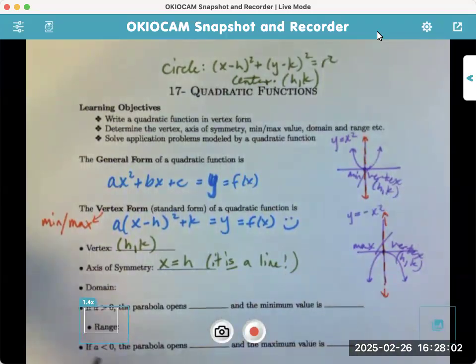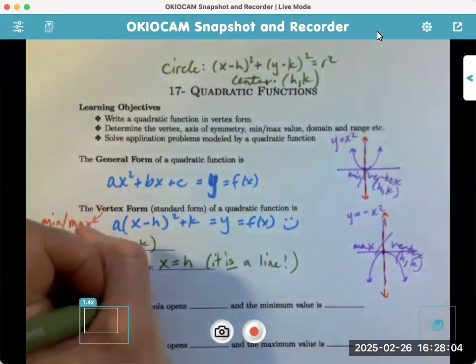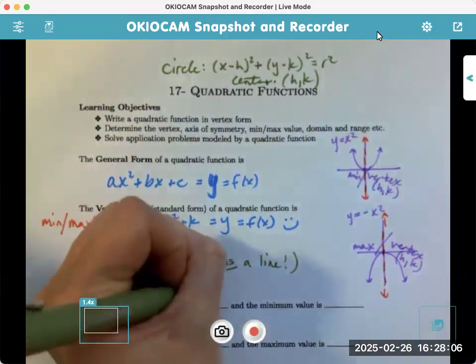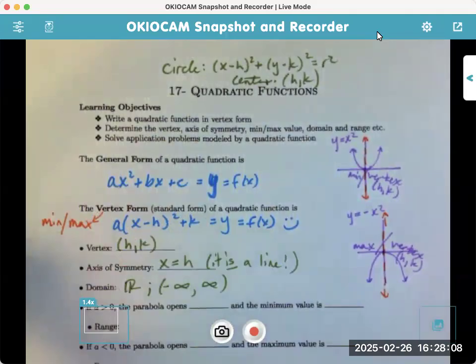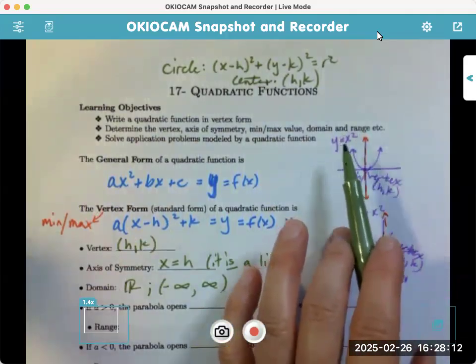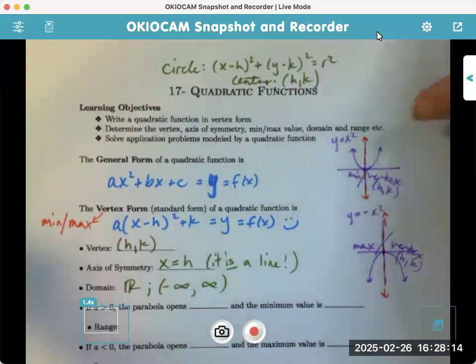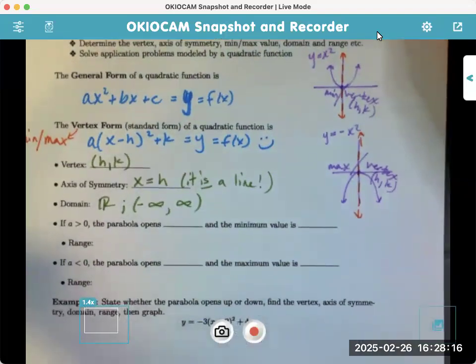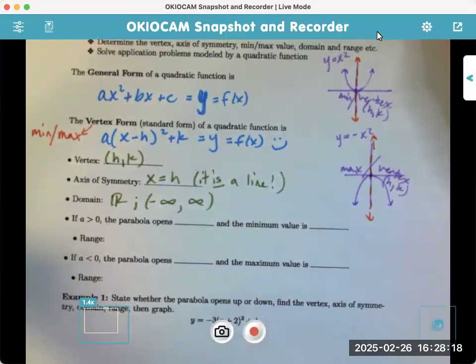The domain is all real numbers, or negative infinity to infinity, because there's nothing off limits. Any number can be squared, as long as it's real. Even imaginary numbers can be squared, but for sake of argument, we're just looking at real.